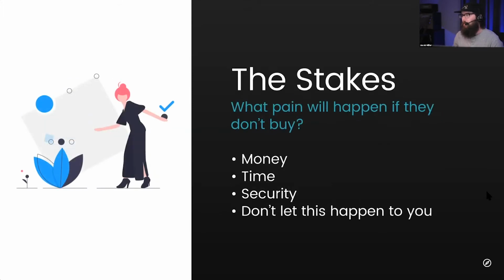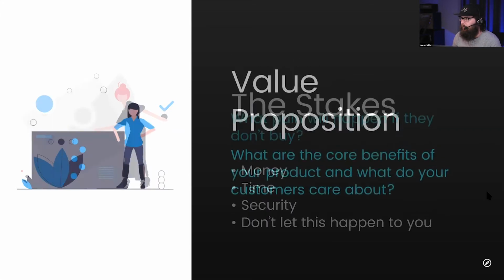Another piece that you can talk about is the stakes. As people are scrolling down, these are other sections that you can start to talk about. What pain will happen if they don't buy? Like, stop wasting money on this, or stop wasting time on that, or never let your passwords get stolen again, or your credit card information get stolen again. These are all things like, what don't you want to happen to yourself, or what do your customers not want to happen to themselves? The whole idea is, don't let this happen to you. That's another section you can add on your page.